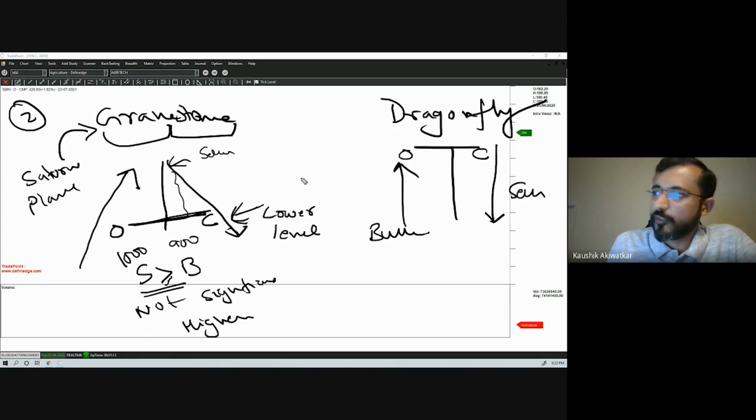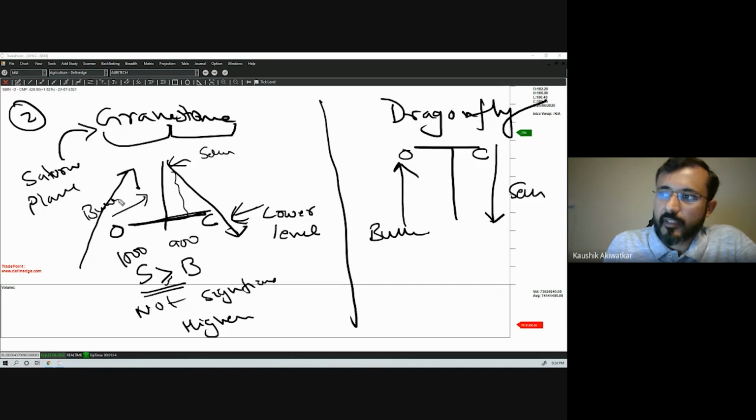So this kind of dojis are formed based on first half and second half of the market. In the first half, in this case, in the gravestone doji, buyers are more. In the second half, sellers get activated and they are higher. This is something that happened on Friday in Nifty, right?